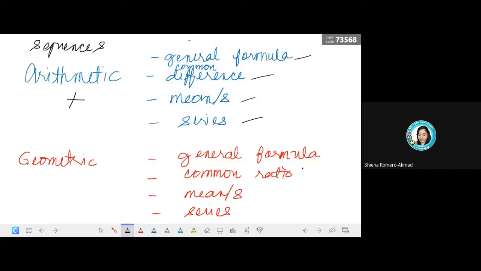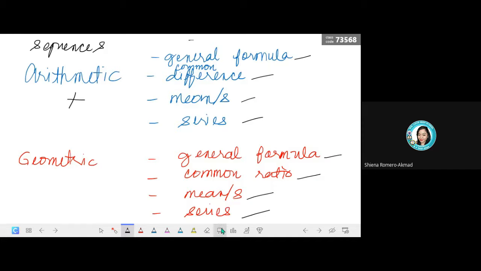Ganon din sa geometric. We know already the general formula. We know how to get the common ratio. We know how to identify the mean. And we know how to compute for the sum. Okay, so yun yung mga lessons natin for last week.